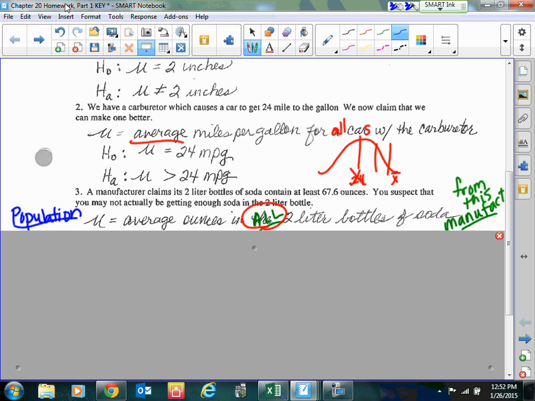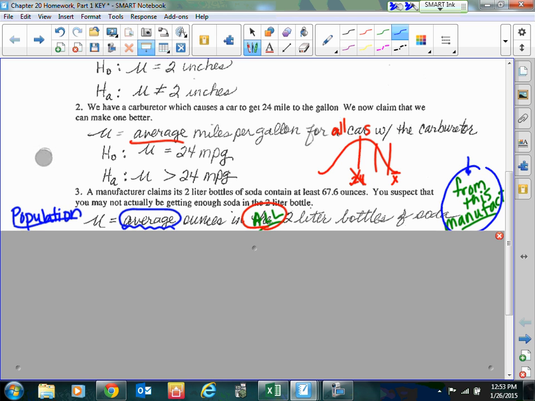Make sure you are starting with this word average. Don't say the ounces, the number of ounces in the 2-liter bottles. No. Mu is the average for all of the bottles of soda from this manufacturer. I think if you didn't have this part right here, it's no good. It's from this manufacturer, not all 2-liter bottles ever. Okay? So if you didn't have this word average, I would mark it not correct. I would mark it wrong.